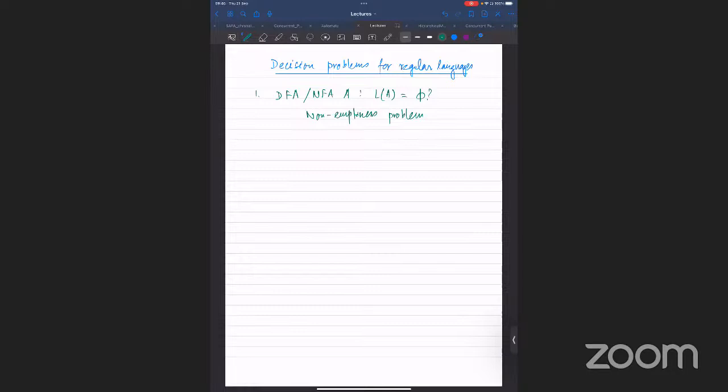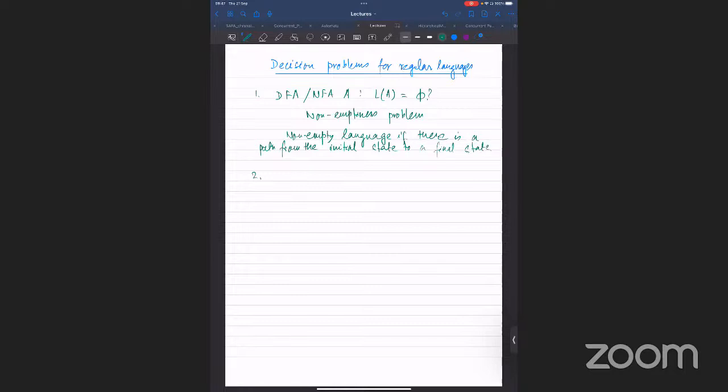There should be a path, some path from the initial state to a final state, right? Non-empty language if there is a path from the initial state to a final state. Okay. Good.